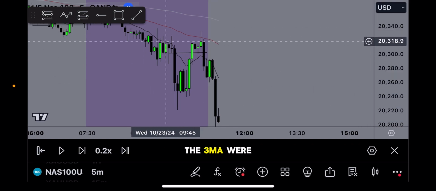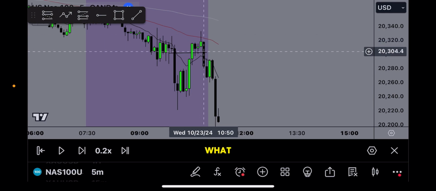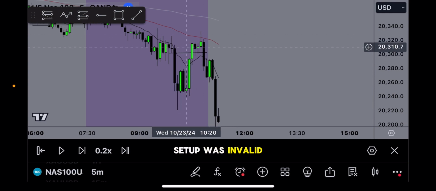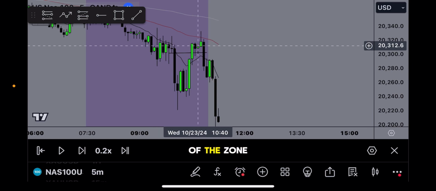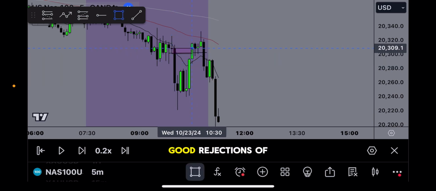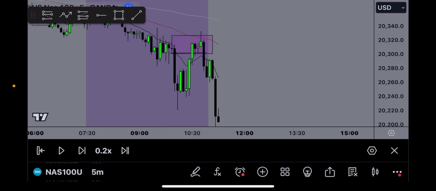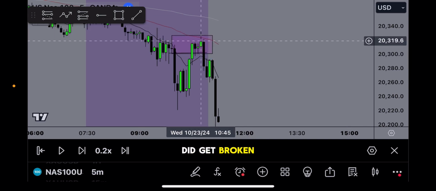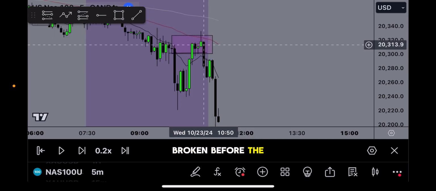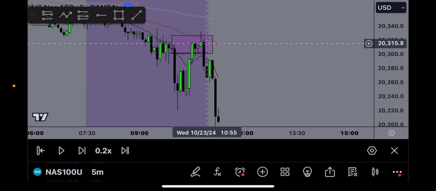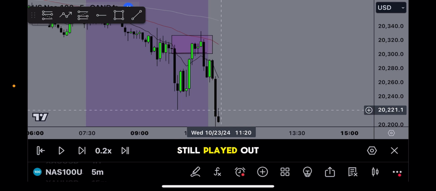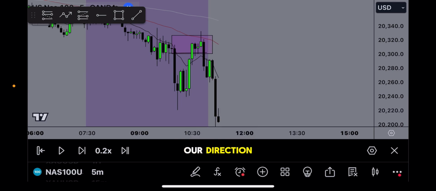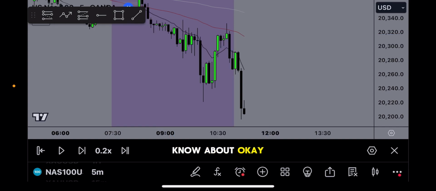And you know, the 3 MAs were above, and guess what? Even though the setup was invalid, the setup wasn't high probability because we didn't get good rejections of the zone, right? We didn't get good rejections of the zone right here. And the zone did get broken. The zone got broken before the entry candle happened, right? But the 3 MAs were above, price still played out and went in our direction. So that's why the 3 MAs are very, very important to know about, okay?